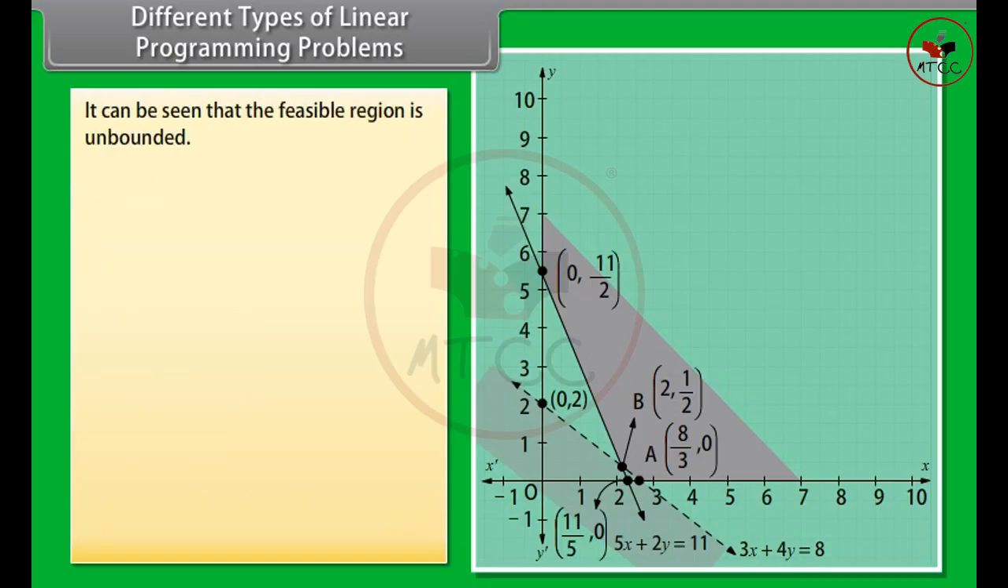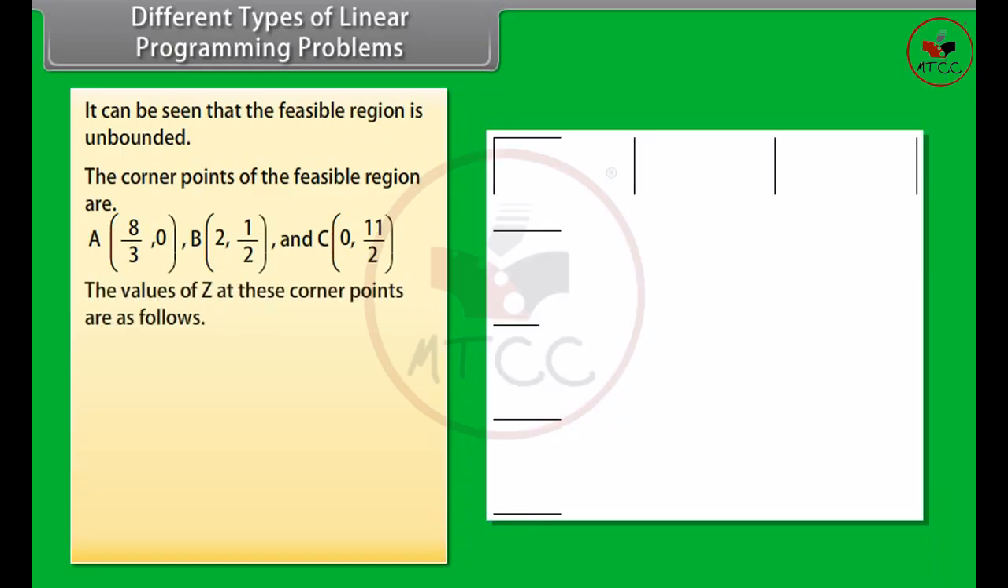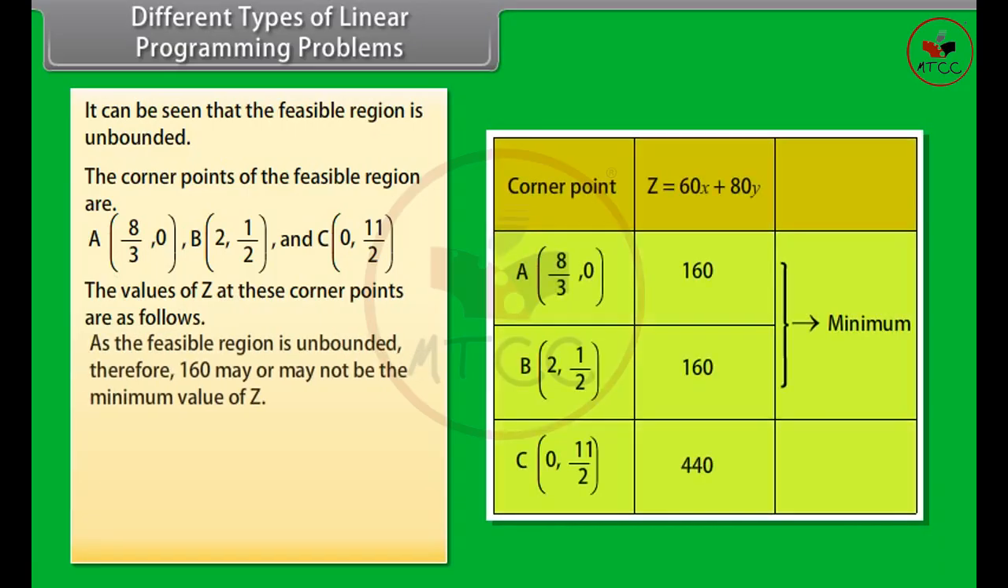It can be seen that the feasible region is unbounded. The corner points of the feasible region are A (8/3, 0), B (2, 1/2), and C (0, 11/2). The values of Z at these corner points are as follows. As the feasible region is unbounded, therefore, 160 may or may not be the minimum value of Z.